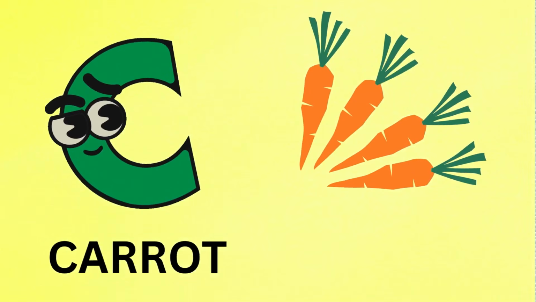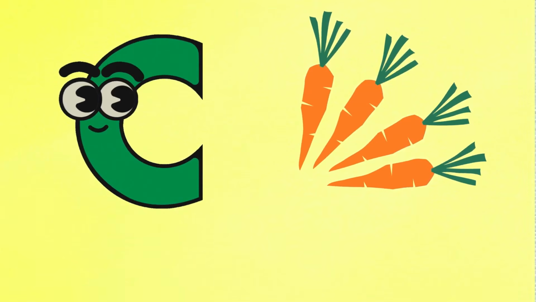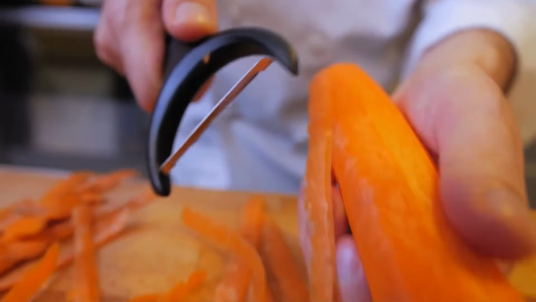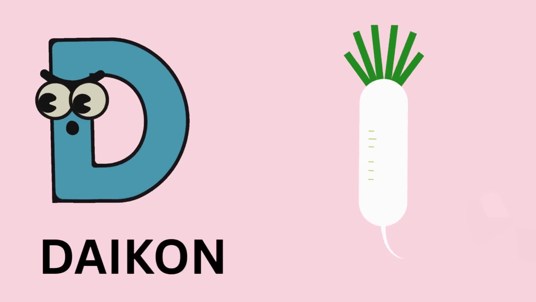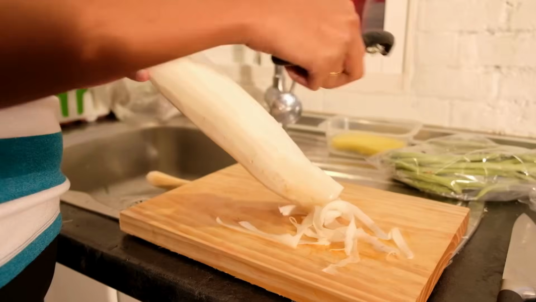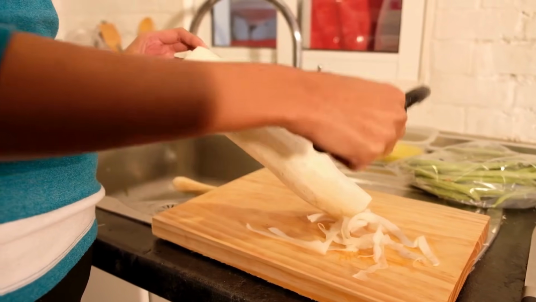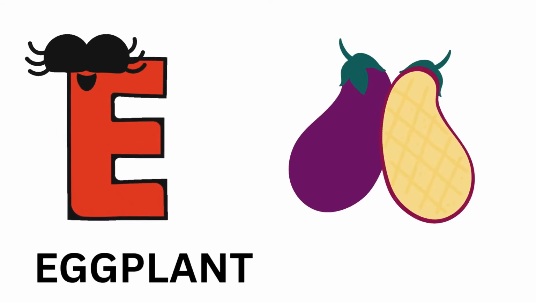C is for carrot. Carrot. C is for carrot. D is for daikon. Daikon. D is for daikon. E is for eggplant.